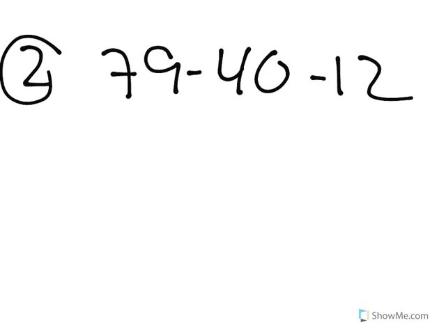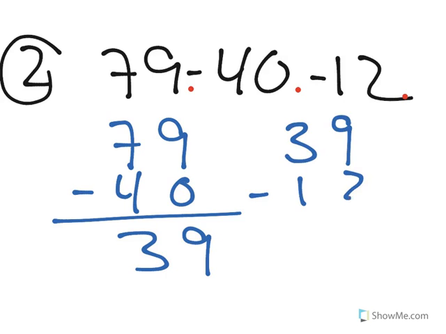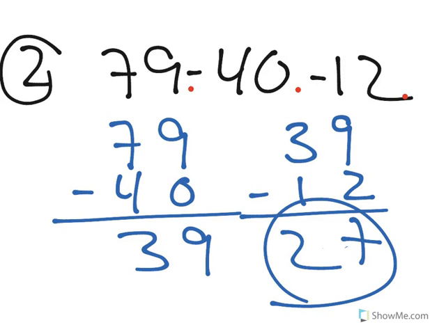Okay, number 2 was a subtraction problem. Again, I like to put my decimals so I don't forget about them. I just line up my decimals, so I'm going to say 79 minus 40 first. And then I'm going to take my answer, 39, and subtract the 12 from it, and that's where I get my 27. So that's number 2.